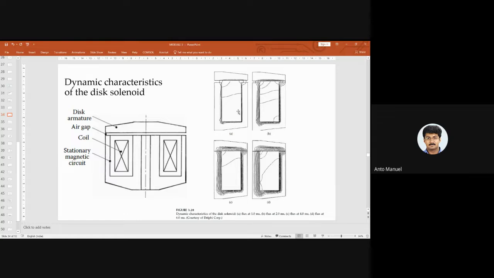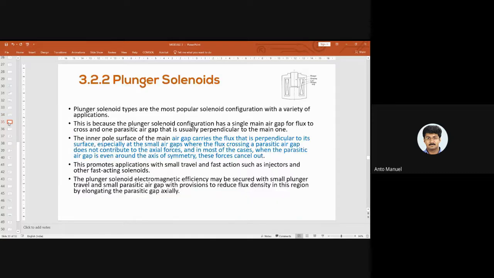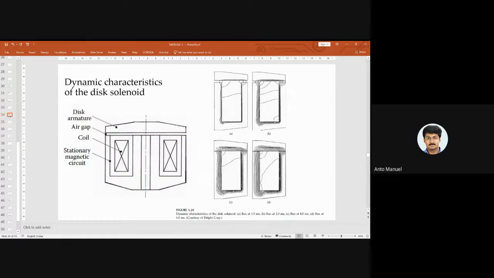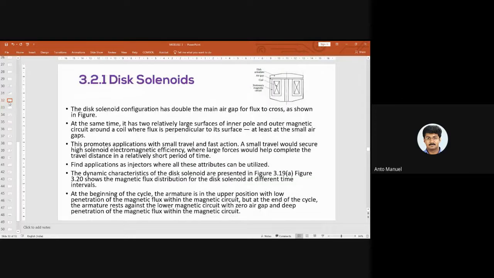In the first case, we are considering this diagram after 1 millisecond, this diagram after 2 milliseconds, this one for 4 milliseconds, and the flux after 6 milliseconds. The flux is increasing and the air gap is decreasing. And that's all about this armature-based solenoid, the disk solenoid. And we will discuss the next solenoid.